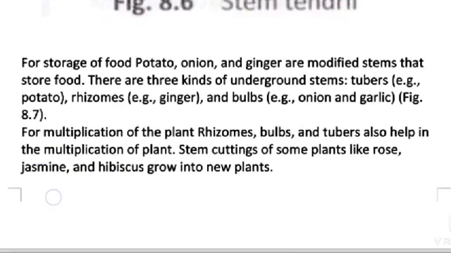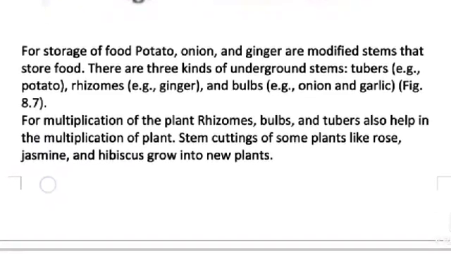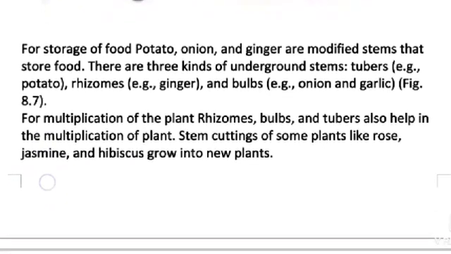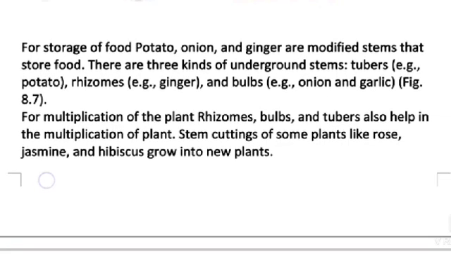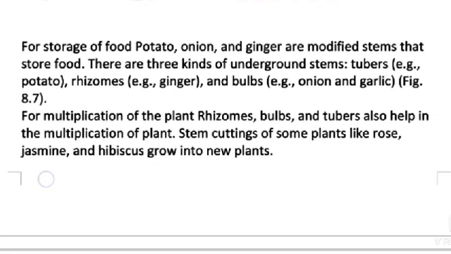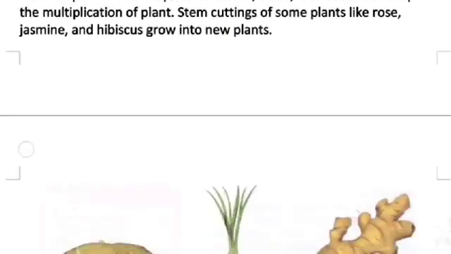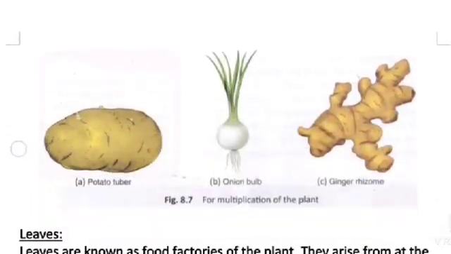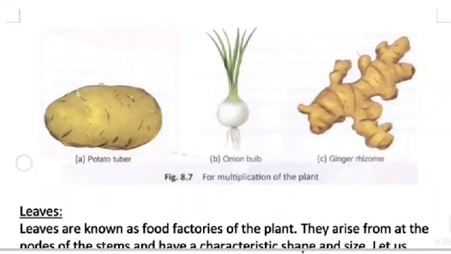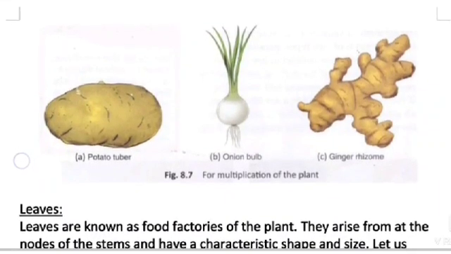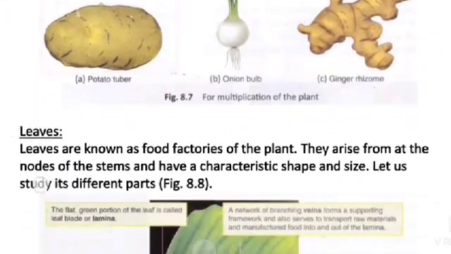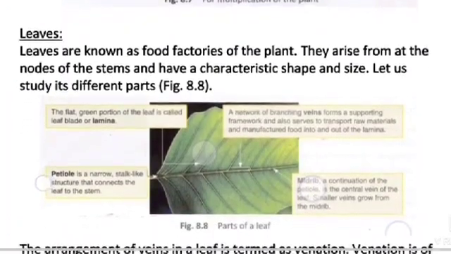For multiplication of the plant, rhizomes, bulbs, and tubers also help the multiplication of plants. Stem cuttings of some plants like rose, jasmine, and hibiscus grow into new plants. See the picture: the potato, the onion bulb, and the ginger rhizome.